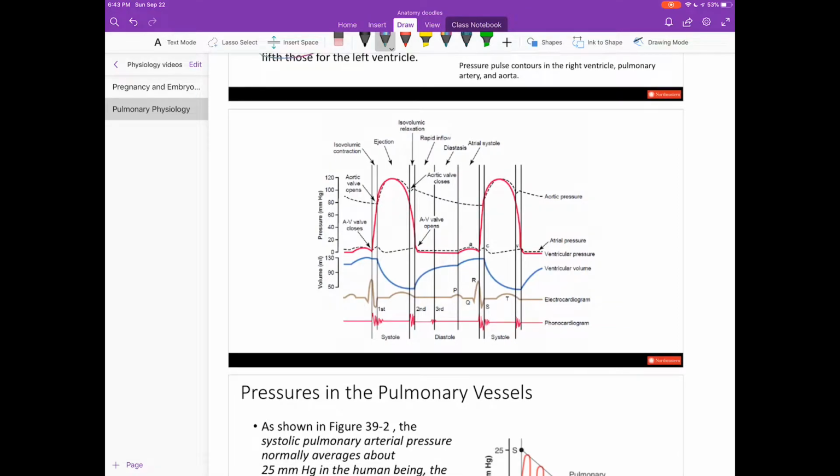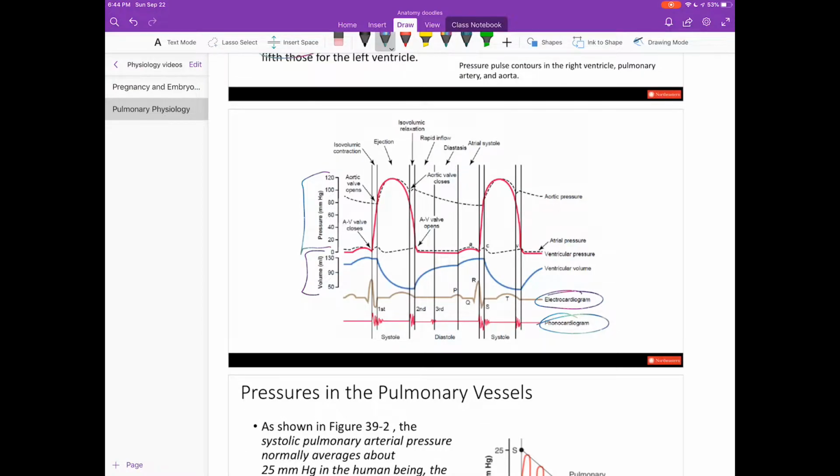This is a graph that you're going to see quite a bit. Just to give you some orientation, volume is shown here at the bottom of the graph. Pressure is shown here at the top. The electrocardiogram, which you are probably already familiar with, the PQRST curve, is down here at the bottom, and this shows us a reference for what's happening electrically in the heart as we have changes in pressures and volumes. The phonocardiogram, or what you would auscultate, is shown here at the very bottom.